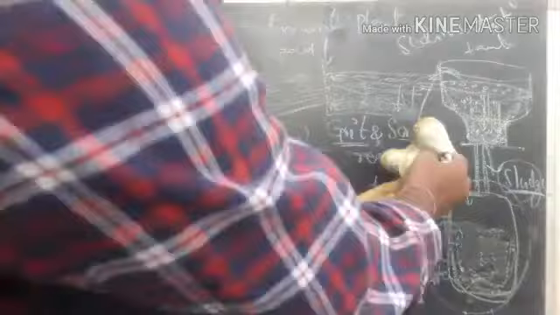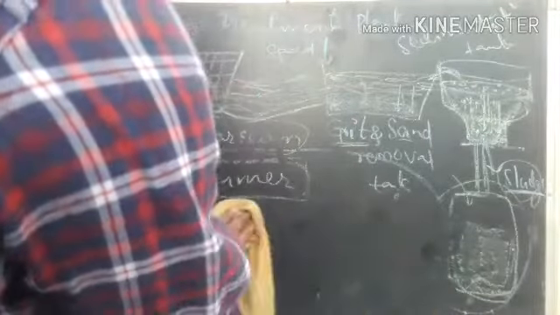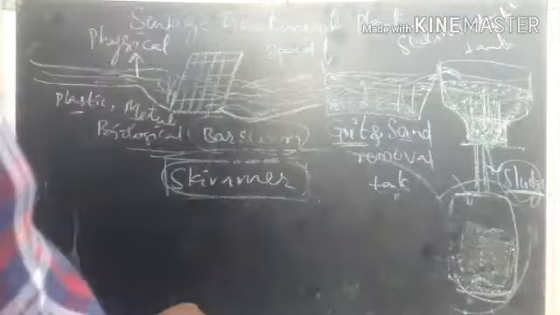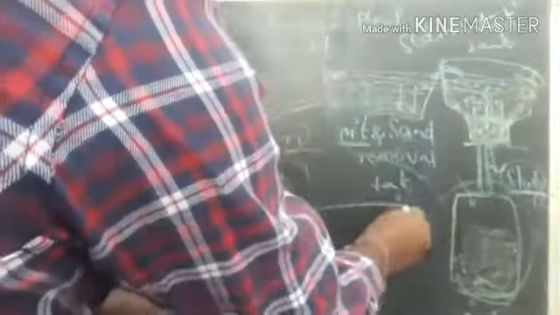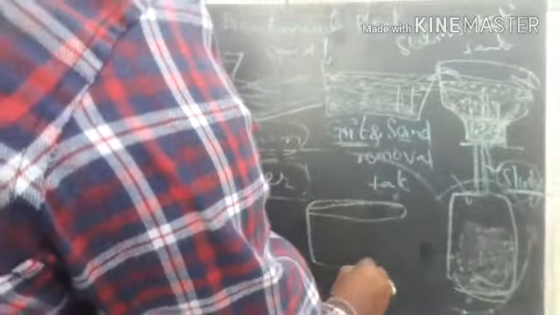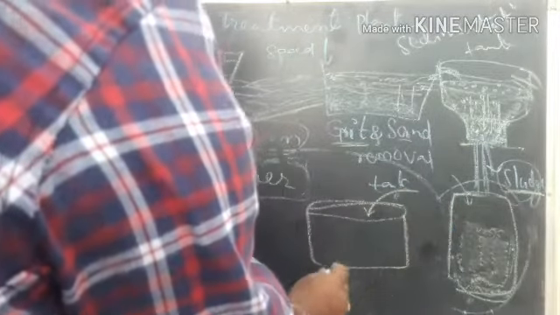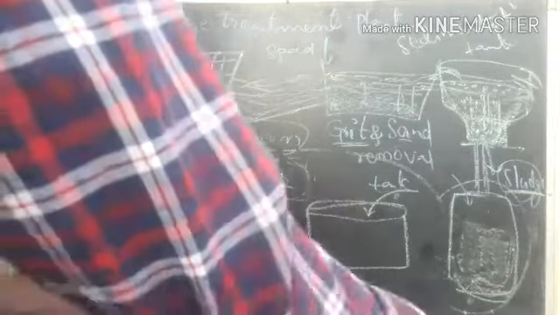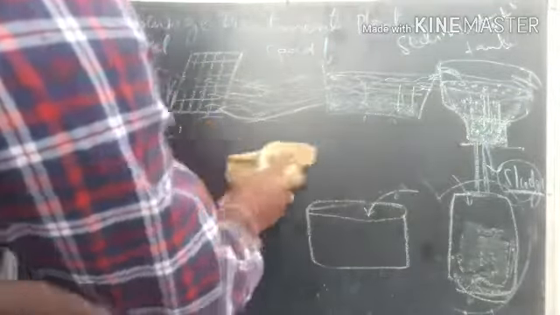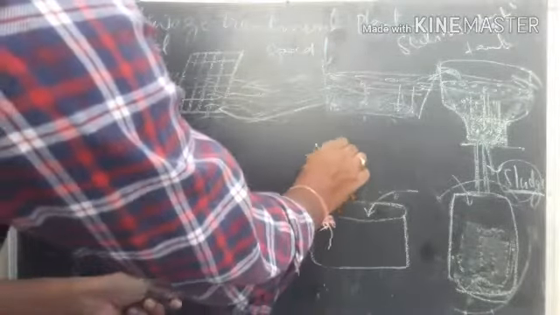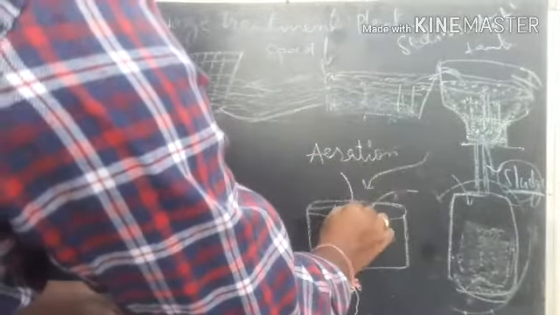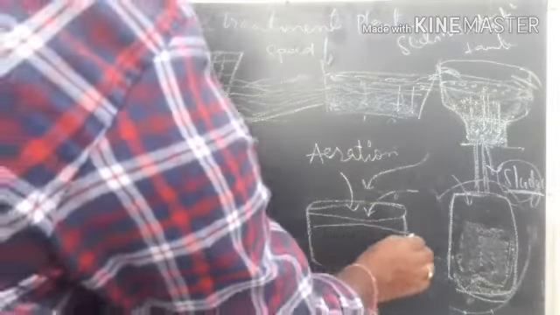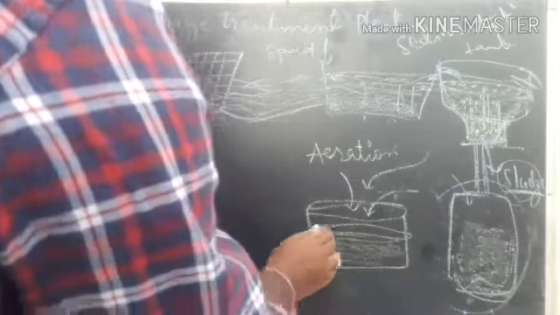However, the water becomes clear. Now this clear water is allowed to the next tank. From the sedimentation tank, another pipeline takes the water into another tank called the aeration tank. It is called the aeration tank because we allow air, in the form of bubbles, meaning oxygen, into this tank.